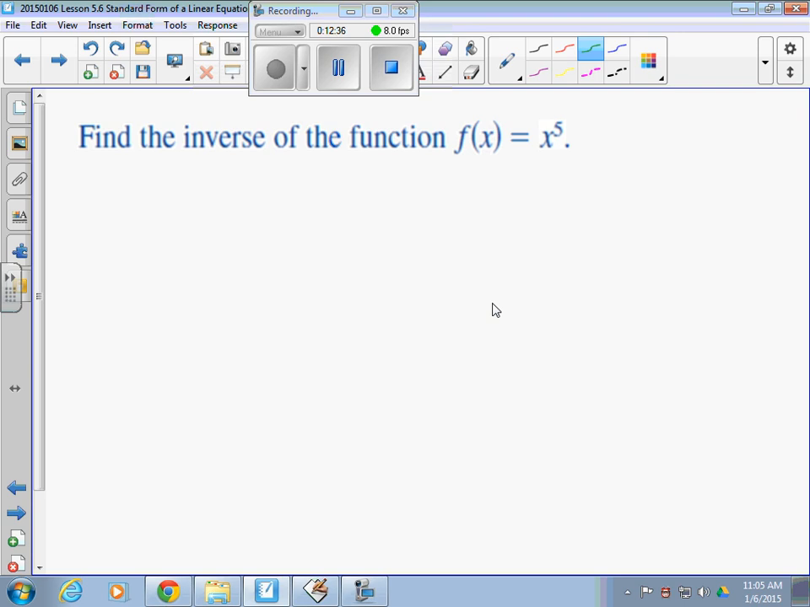Okay, here's one you can do. It says find the inverse function of f of x equals x to the 5th power. Remember, if you cancel out x squared by taking the square root of something, how do you think you cancel out x to the 5th power?